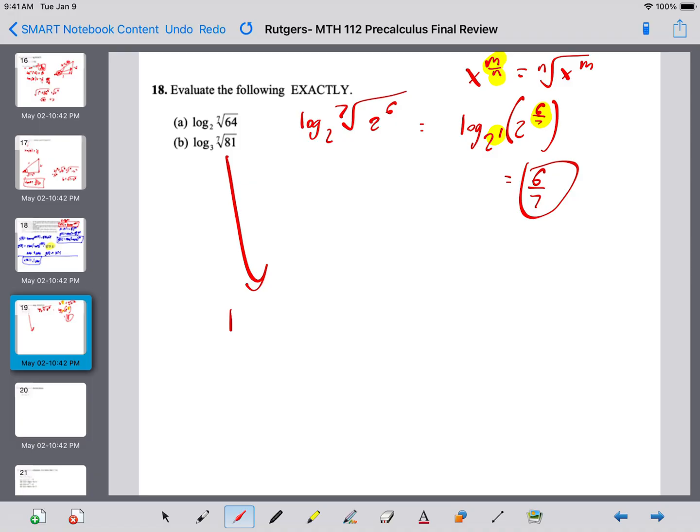Same for this one. Let's do log base 3 of the 7th root of 3 to the something, right? 3 to the first power is 3. 3 to the second power is 9. 3 to the third power is 27. 3 to the fourth power would be 81. So this would convert to 3 to the 4 over 7. And your answer would be 4 over 7. Okay.